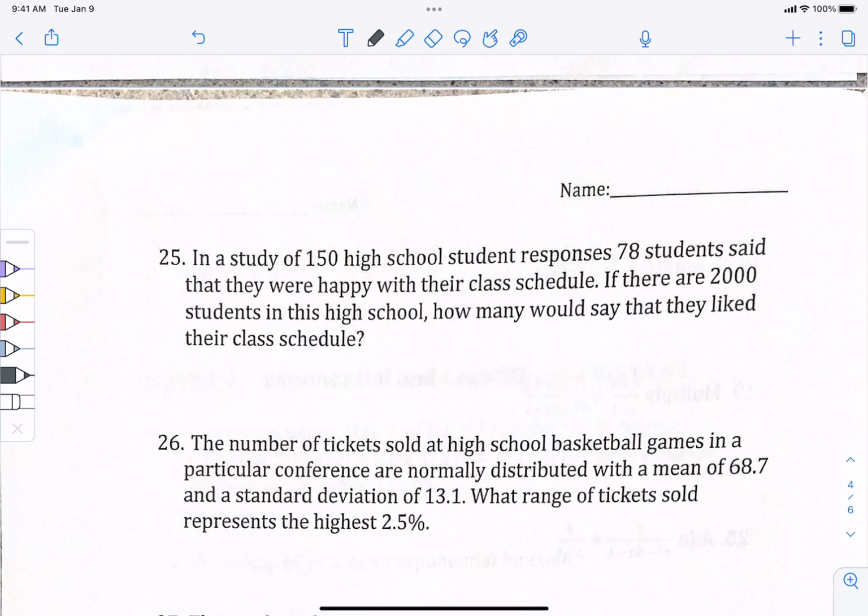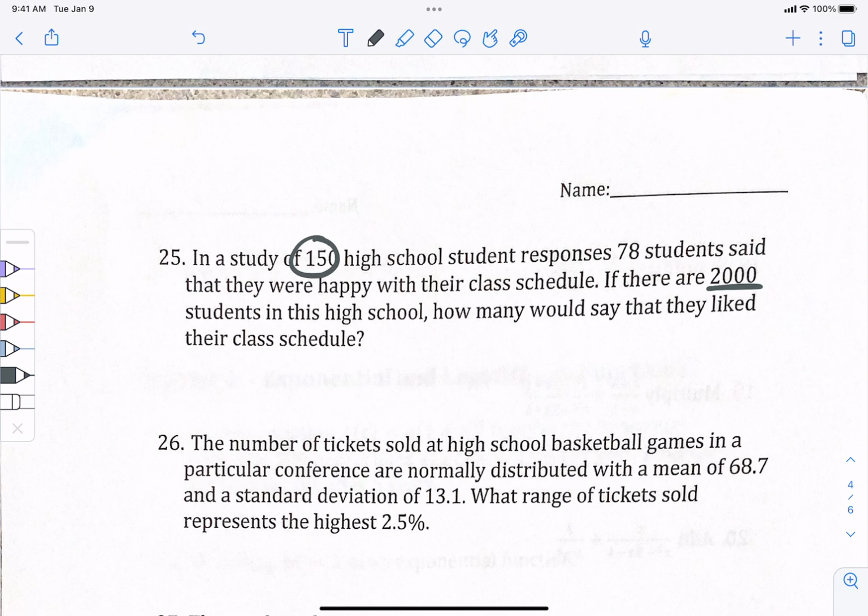In a study of 150 high school student responses, 78 out of those said that they were happy with their class schedule. Now, if I actually surveyed all 2,000 students, how many of those kids would say that they liked their class schedule? How do you do this? There's a couple different ways we could. 78 divided by 150, I would do. If 150 is 78, I would put 100 on that. I would just do cross multiplying.